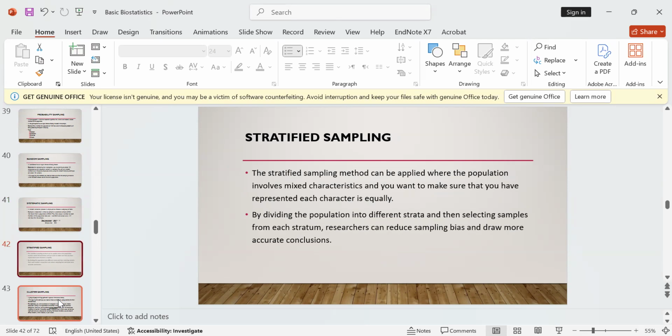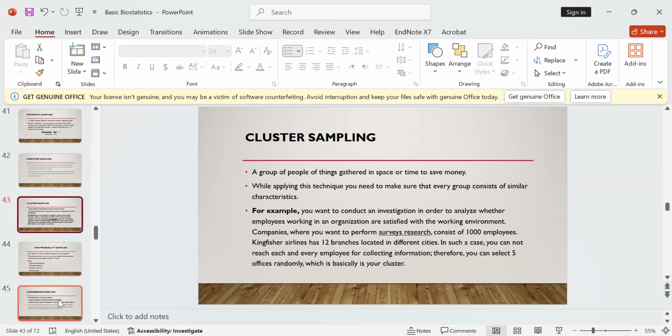Stratified sampling. The stratified sampling method can be applied where the population involves mixed characteristics and we want to make sure that we have represented those characteristics by dividing into different strata and selecting samples from each stratum. Researchers can reduce sampling bias and draw more accurate conclusions.